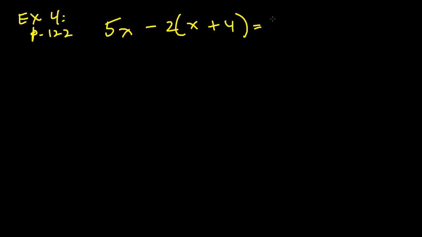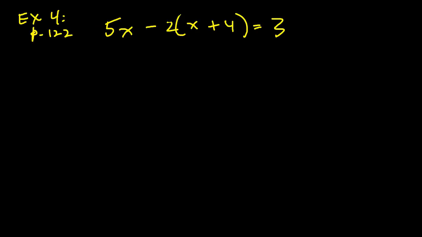Let's try example 4. Again, page 122. Again, it's worked out in the book step by step if you want to look along. Probably a good idea. 5x minus 2 times x plus 4 equals 3. Now we've got an x trapped inside a symbol of grouping, an x plus 4, isolated in parentheses. So what I'm going to have to do is get rid of those parentheses, and I'll do that by multiplying through with my distributive law.